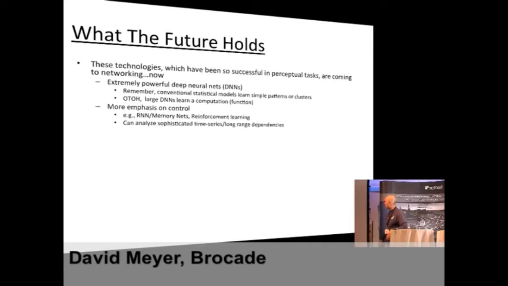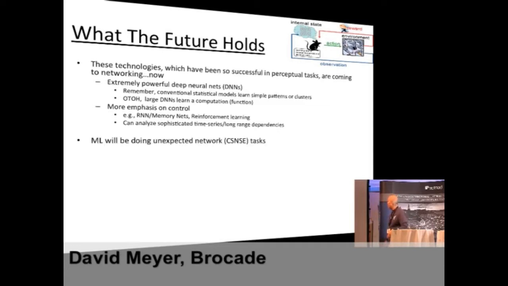What we're going to have in the future, well, we're already working on this, but more emphasis on control. So if you think about image processing, that's pretty static, right? You have an image, you try to segment it, find the things in it. We want to be able to analyze sophisticated long time series because network data is all time series data. It's very complicated and very highly structured with long range time dependencies. So we've been working on this right now. This is one way of doing it, which is what's called reinforcement learning, where you have just a simple scalar error signal.